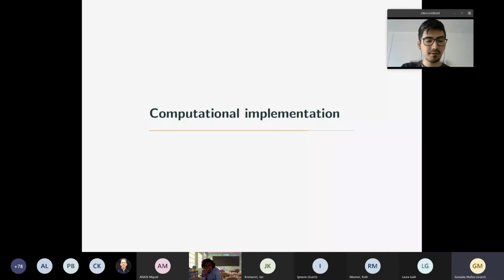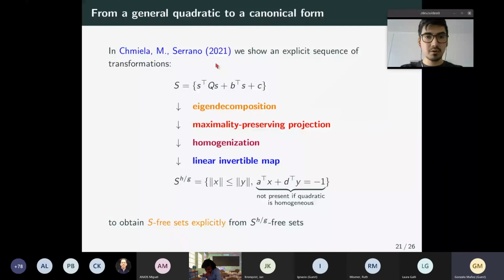I hope I was able to give you a good idea of how we constructed these things. Now let me finish very quickly with some computational implementation that we did, which was also plenty of work. So this is covered in the most recent paper with Antonia and Felipe. What we did in this paper was show exactly what sequence of transformations you can use to get from a quadratic set to one of these sets that I mentioned before. So one was norm less or equal than norm, and the other one had an equality constraint in the non-homogeneous case. And the sequence is Huygens decomposition, then a projection that preserves maximality, a homogenization, and at the end, a linear variable map.